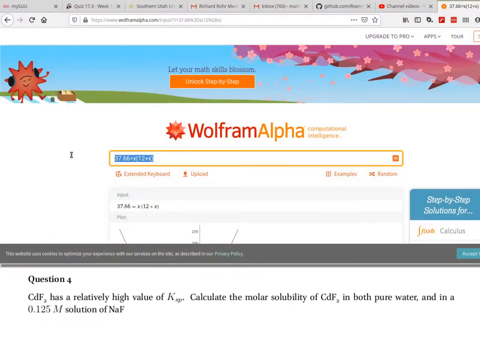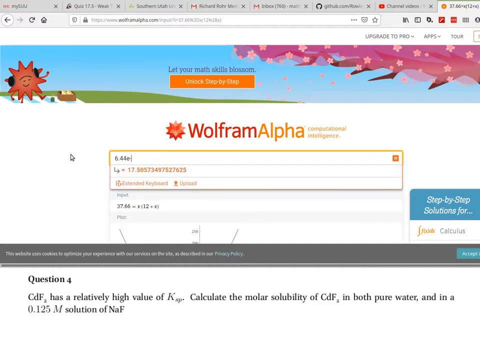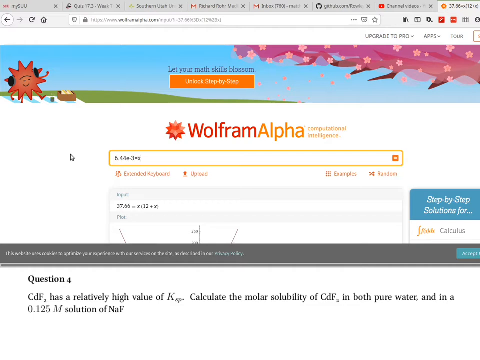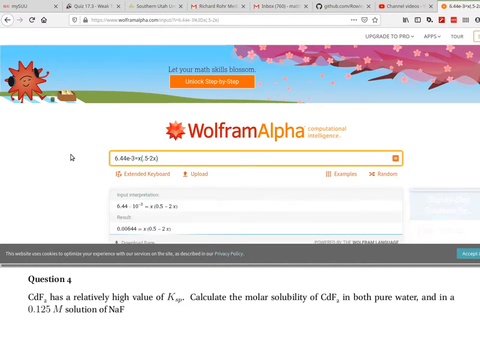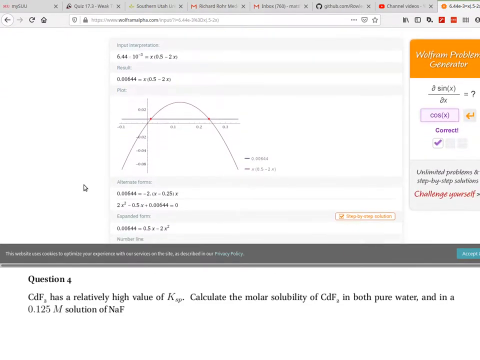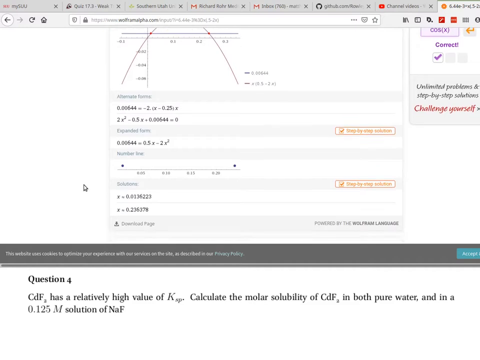Okay, so we've got 6.44 times 10 to the negative third, and that is going to equal x times 0.5 minus 2x. And I'll just let Wolfram do the work for me. You could also solve this graphically on your calculator by making one function equal to the left side, 6.44 times 10 to the negative third, another function equal to the right side, x times 0.5 minus 2x. Anyway, we'll come down here and find the solution.